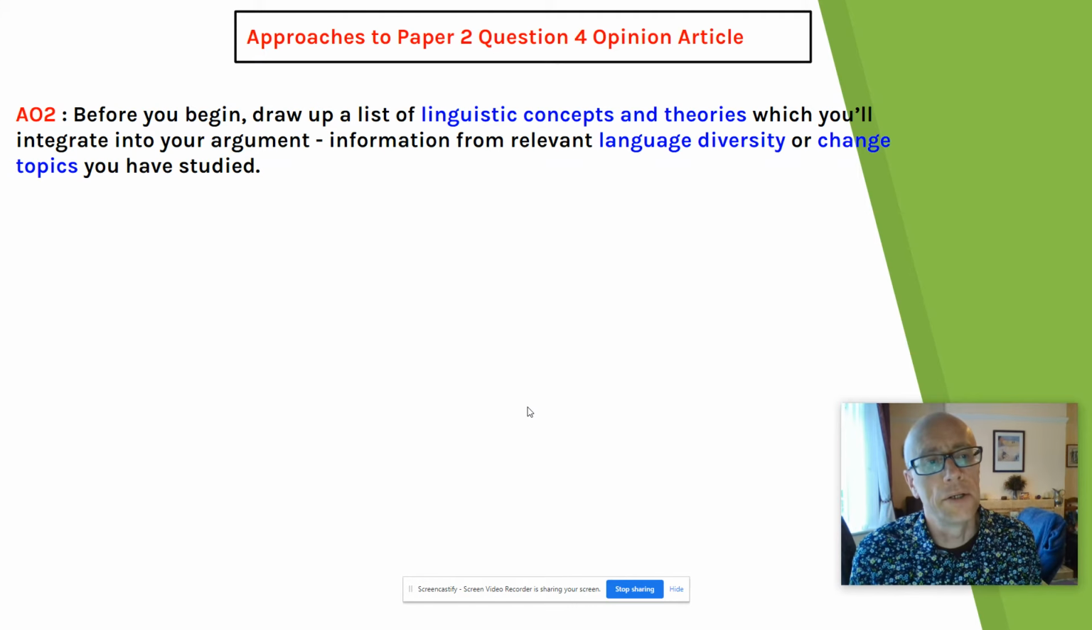The AO2 material will be taken either from the language diversity or the language change topics that you've studied so far. So you need to be prepared before you start.